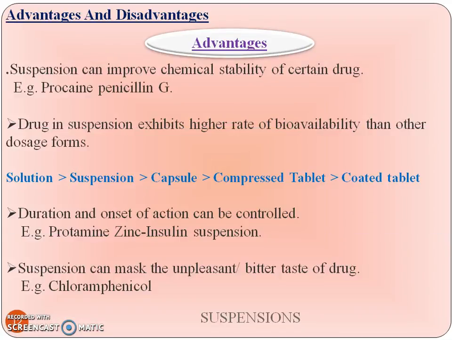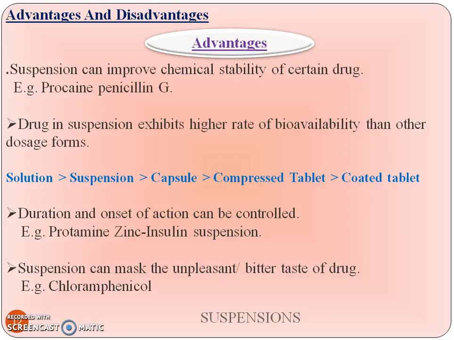Advantages: suspensions can improve chemical stability of certain drugs. Example is procaine penicillin G. Drug in suspension exhibits a higher rate of bioavailability than other dosage forms, as can be seen from here, compared with solution, suspension, capsules, compressed tablets, and coated tablets. Duration of onset of action can be controlled by suspensions, that is protamine zinc insulin suspension. Suspension can mask the unpleasant bitter taste of a drug.